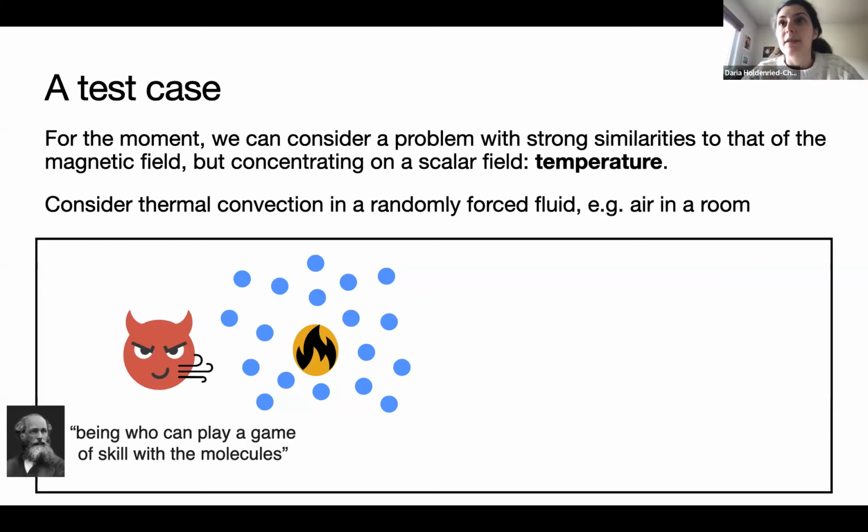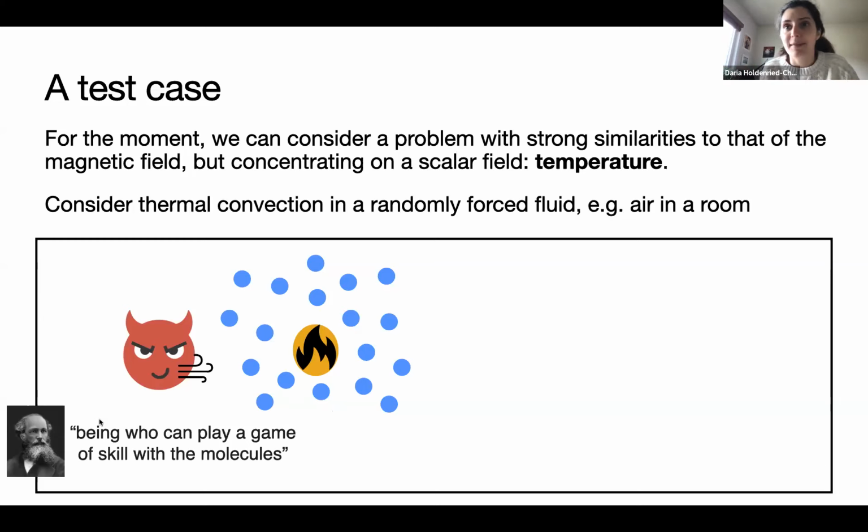And the problem that we've considered is that of thermal convection in a randomly forced fluid. And just for ease of explanation, let's assume that we're looking at air in a room. Okay, so what we want to understand is how does the temperature field evolve if we have a source of heat, say in this room, which heats the air parcels, but we also have something that is randomly forcing the fluid. And just because this is a toy example, I can take anything to be that random forcing, so why not take something that's a bit like a Maxwell demon?